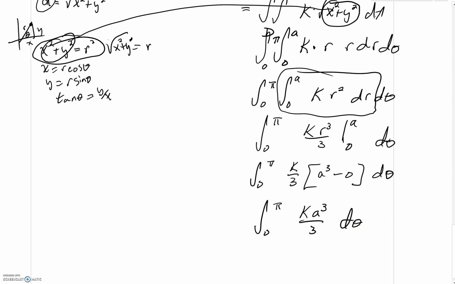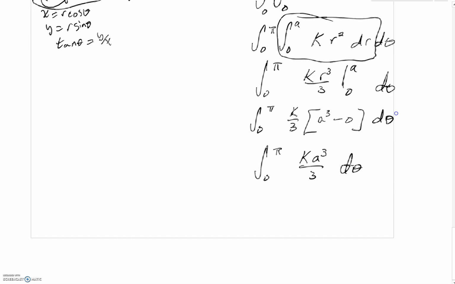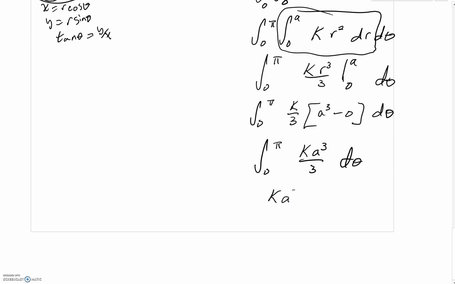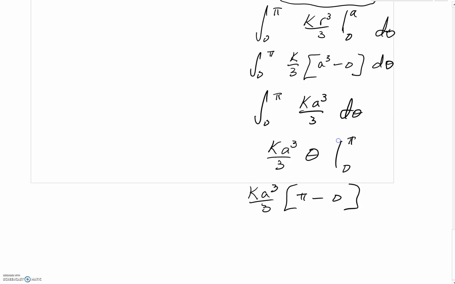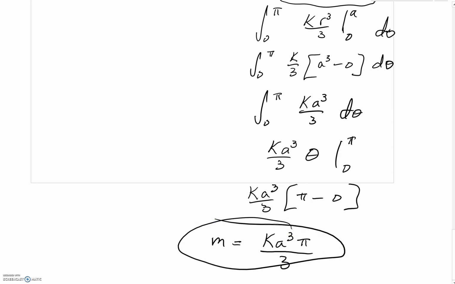And now we just have to integrate here with respect to theta. So we'll have k a cubed all over 3 theta evaluating between pi and 0. Well, I think you can see very quickly what is going to happen. Your mass is just going to be k a cubed pi all over 3. And we are done.